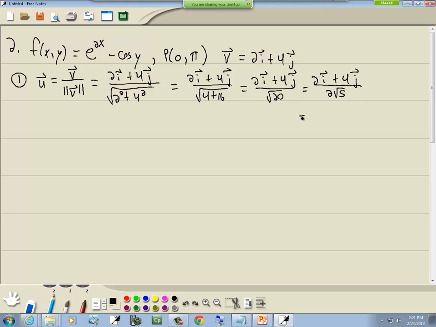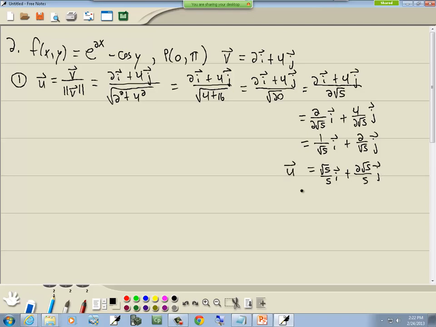which gives us 2 over 2 square root of 5 i plus 4 over 2 square root of 5 j, which gives us 1 over square root of 5 i plus 2 over square root of 5 j. Multiply top and bottom by the square root of 5, and we get square root of 5 over 5 i plus 2 square root of 5 over 5 j. And that's our unit vector.